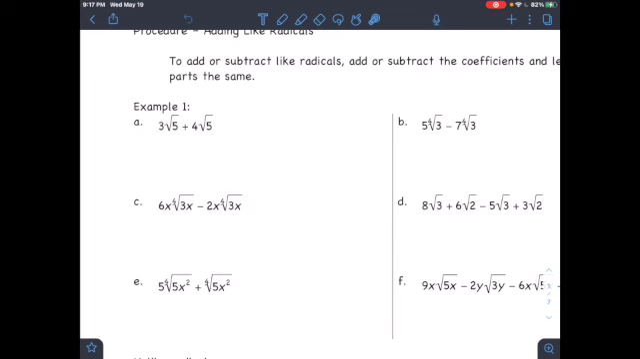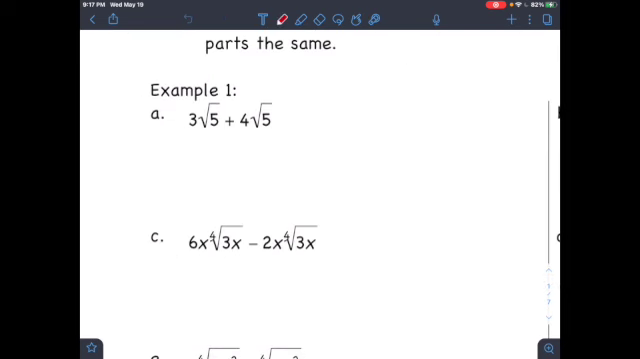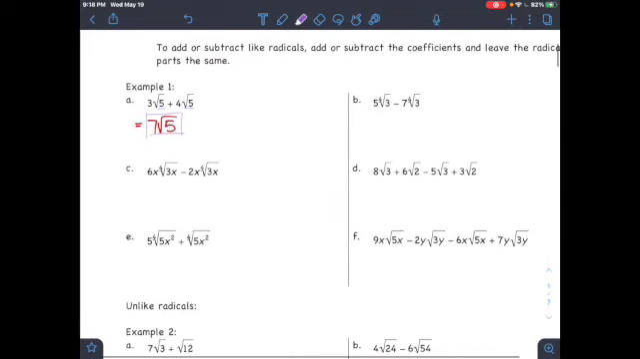To start off, example number 1a, if you have the root 5 right here is the same, and because they are the same, you can combine them, and that is going to be equal to just 7 root 5. Nothing changed. The root 5 and the root 5 stay the same. You guys go ahead, try B.